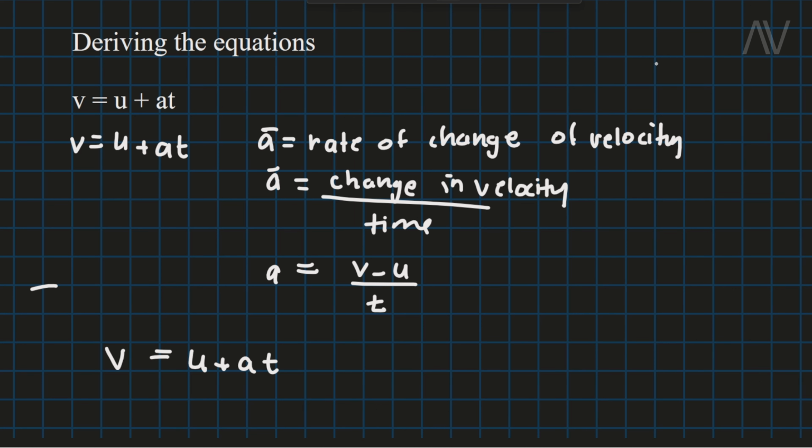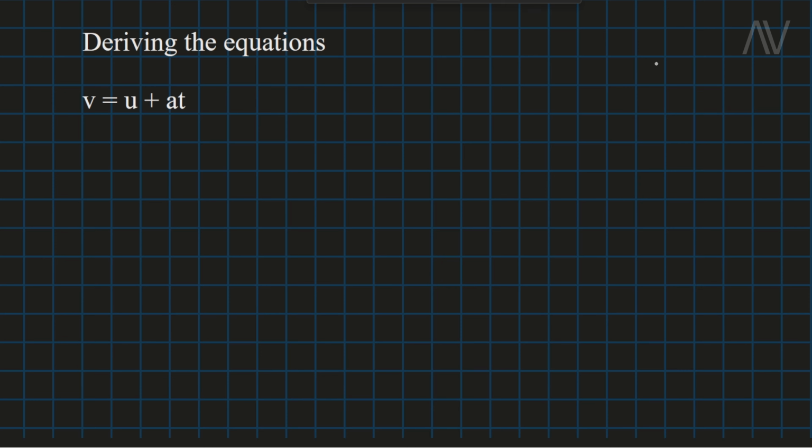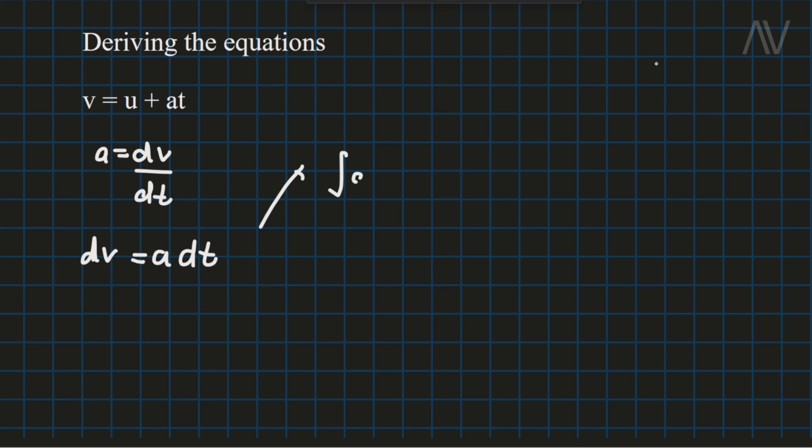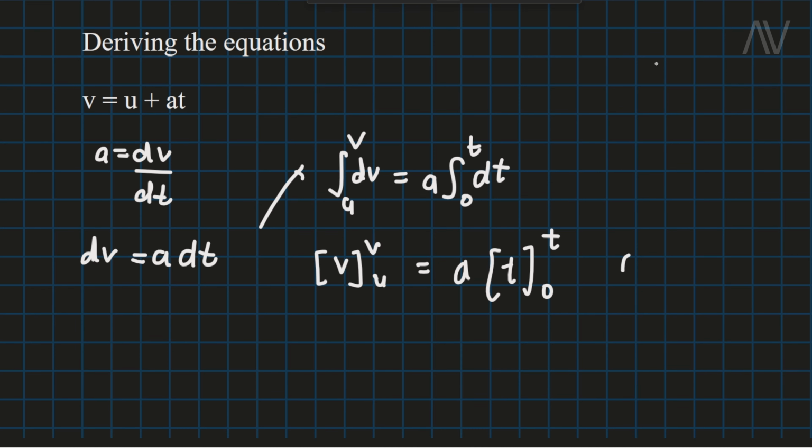This was the algebraic method. Now we will derive the first equation of motion by calculus. Acceleration is equal to the first derivative of velocity with respect to time, and we could write it as dv is equal to a dt. Integrating both the sides we get the integral of dv is equal to a times the integral of dt. Now we know that at t equal to 0 velocity was u, and at t equal to t the velocity was v, so we could write it as v minus u is equal to at.